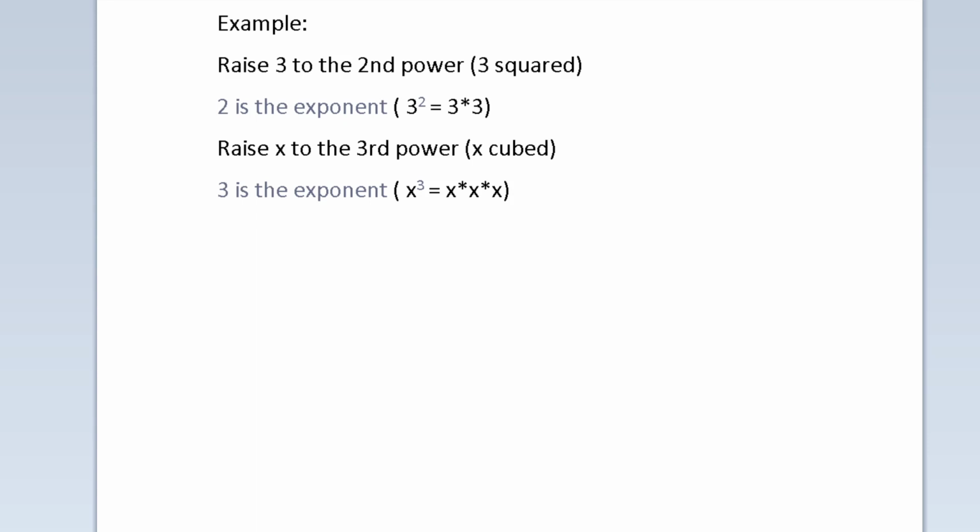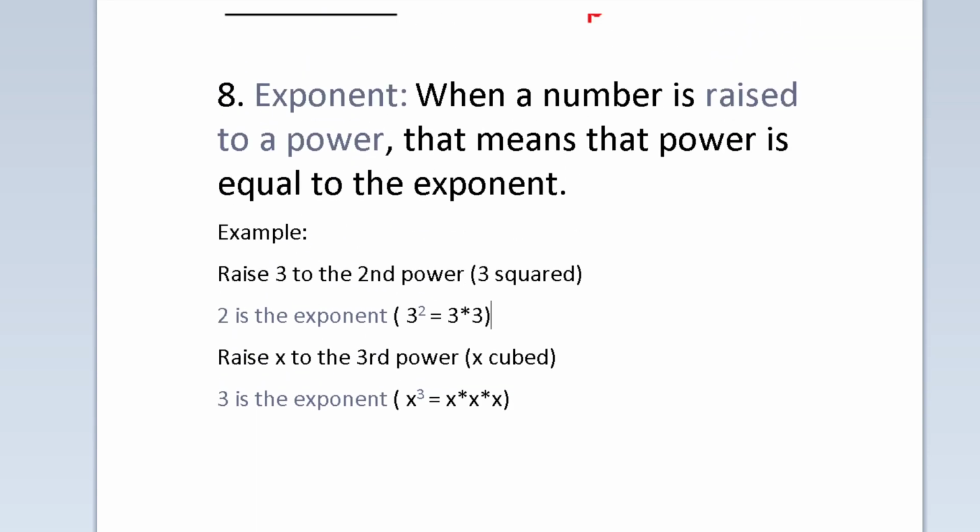Raise x to the 3rd power, again, people use cubed for 3rd power. That means 3 is in the exponent, and it means that we're multiplying whatever number's in the base, in this case an x, by itself 3 times. Now I know it's a variable and not a number, but this actually follows the same rules as numbers. So we just do x times x times x. Remember, x is just a number, so it follows the same rules.